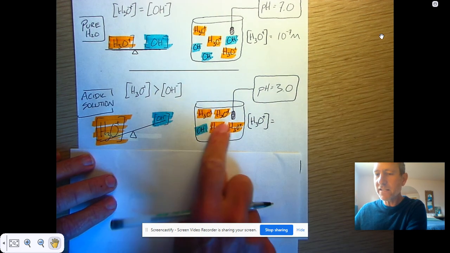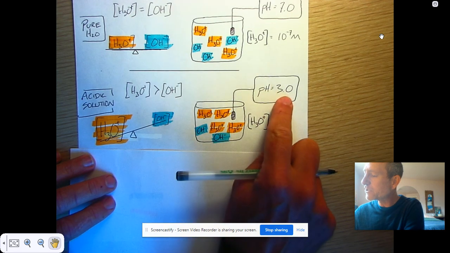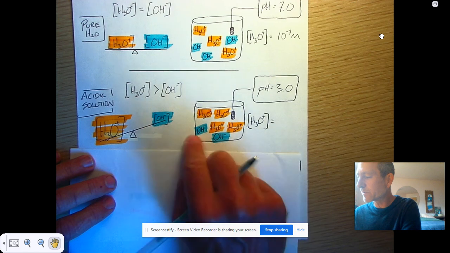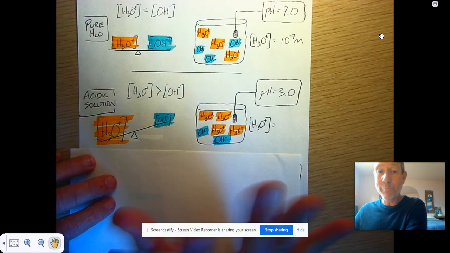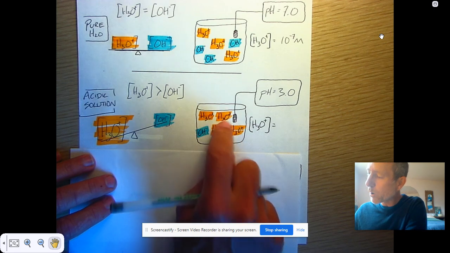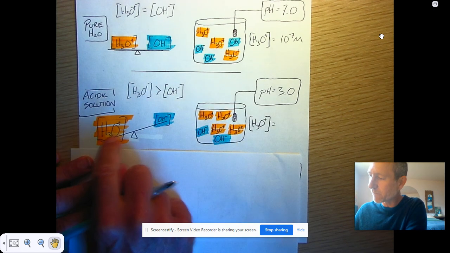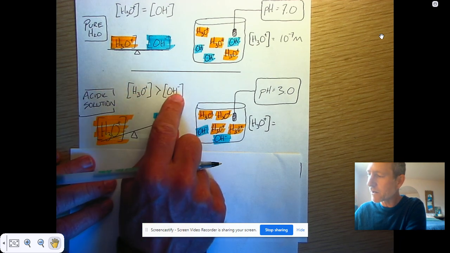These quantities, I'm just modeling this just for illustrative purposes. This is not to scale. Something with a pH of 3 is not going to have actually 4 hydroniums and 2 hydroxides. I just made that up. But it is going to have more hydronium than hydroxide.